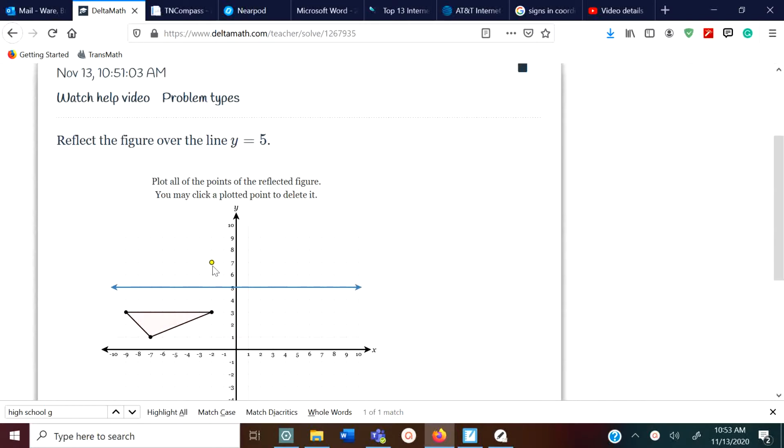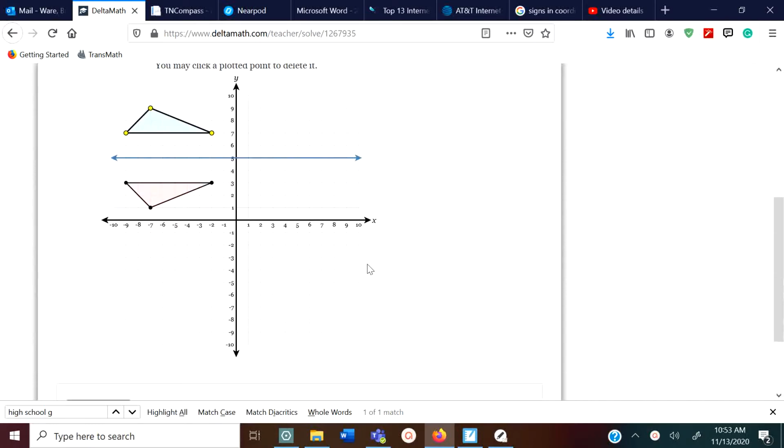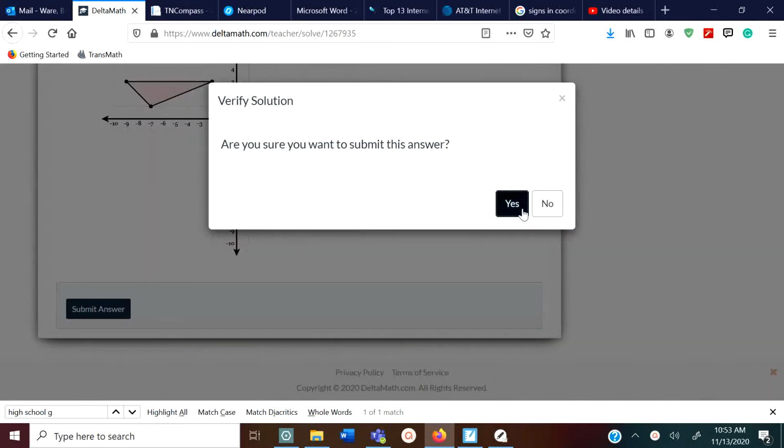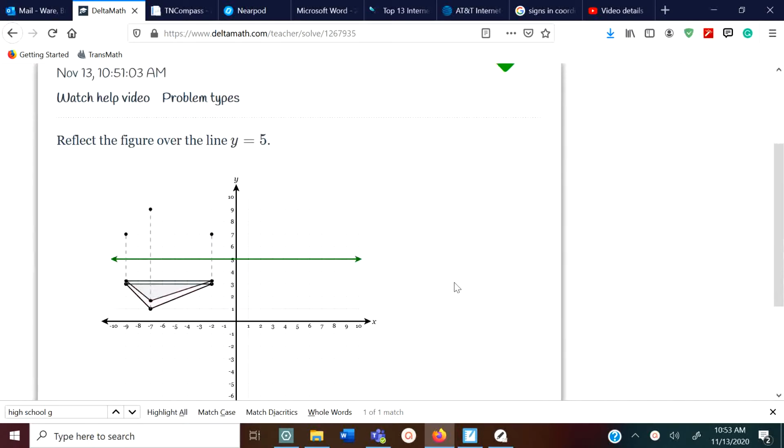and then count 1, 2 again. Go to this other dot, I'm counting 1, 2, 3, 4, so I count 1, 2, 3, 4. And then here, go 1, 2, 1, 2. And now it's been flipped over that shape right there, over this line, y is equal to 5. Alright, and then you just submit your answer. And then they show you how it's been flipped over y equals 5.